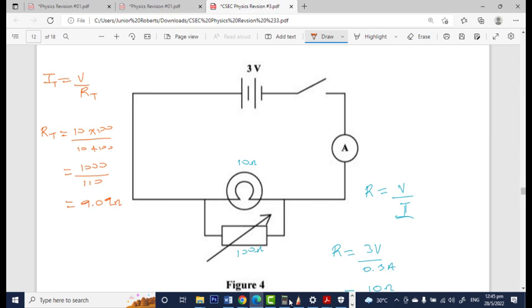So now to find the total current, we simply say IT is equal to V, which is 3 volts, divided by the total resistance of the circuit, which is 9.09 ohms, and this works out to be 0.33. The current is 0.33, so we have to write the unit as what? Amperes. Right? That's good? Yes, sir. Okay, Sarah? Yes, sir. Aisha? Yes, sir. Perfect.